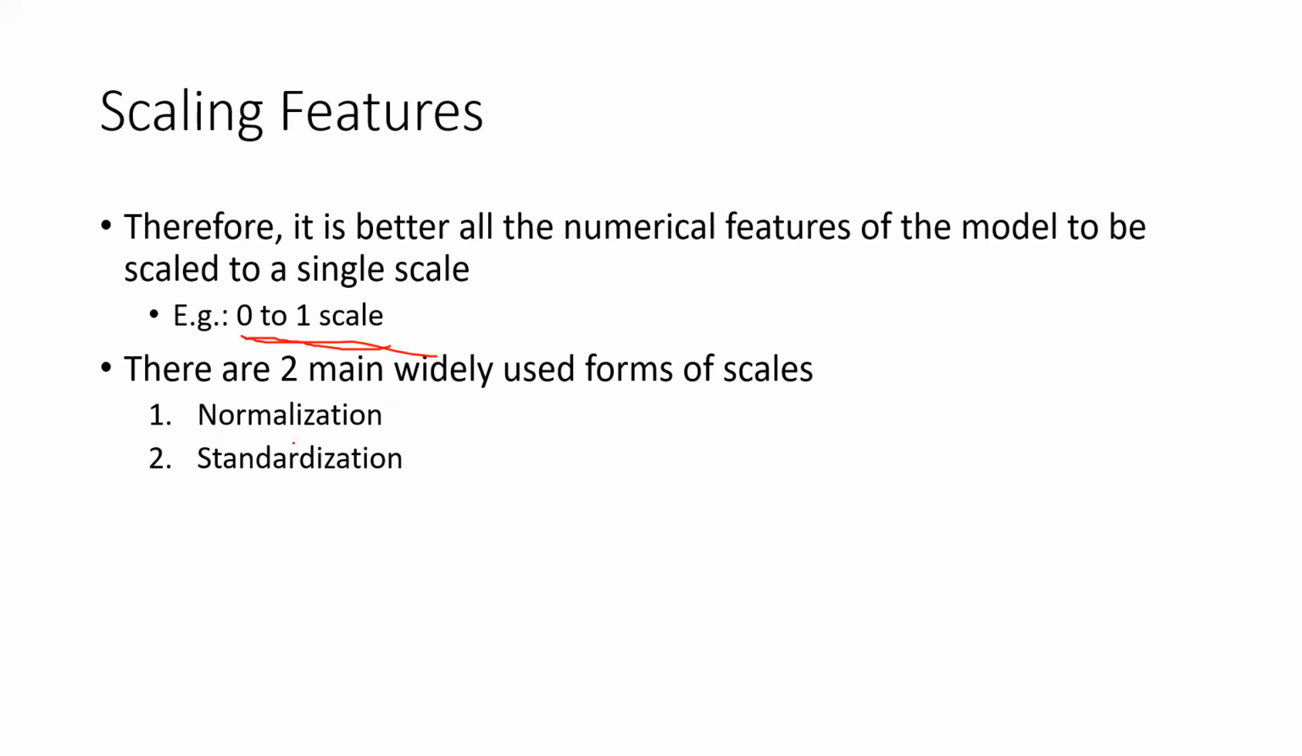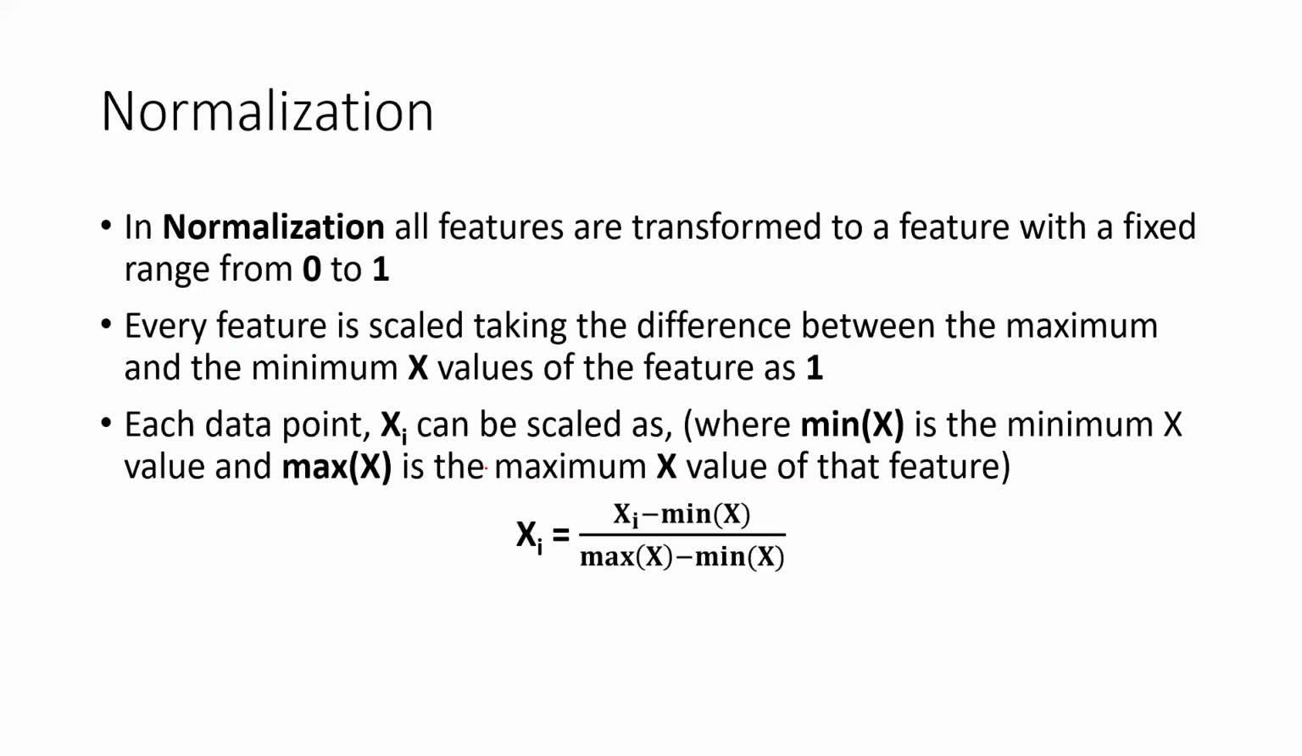So there are two ways of doing feature scaling. The one is known as normalization, the other one is known as standardization. So let's see what normalization is. In normalization, we are trying to bring the feature into a value in between 0 and 1. So this is the formula, right?